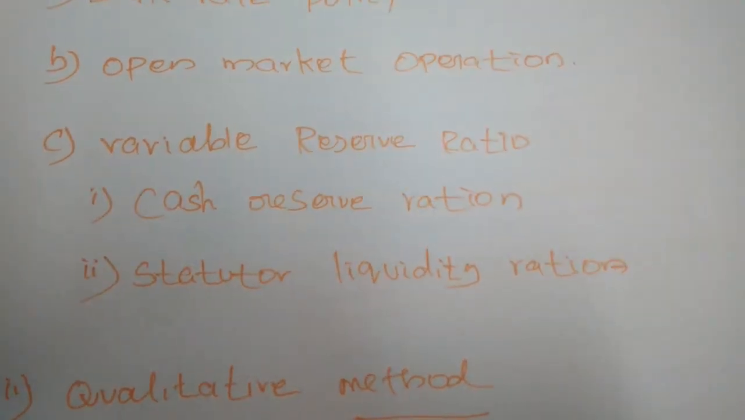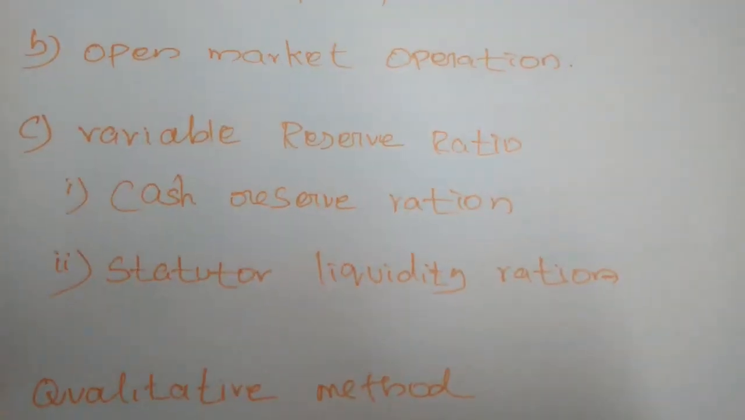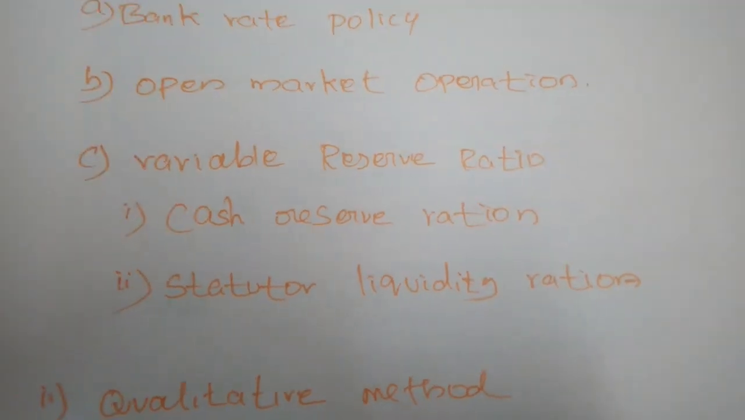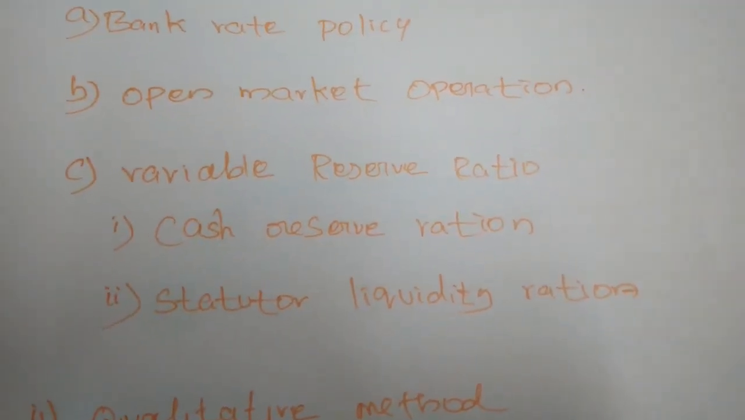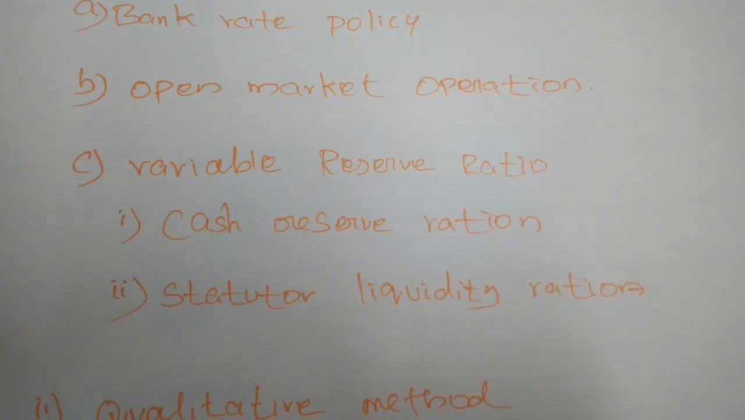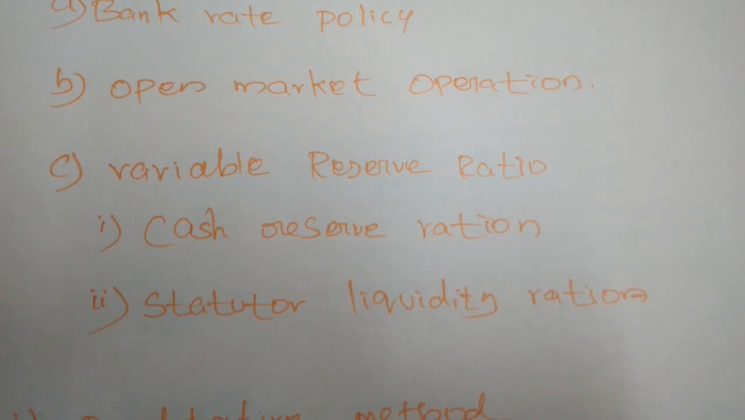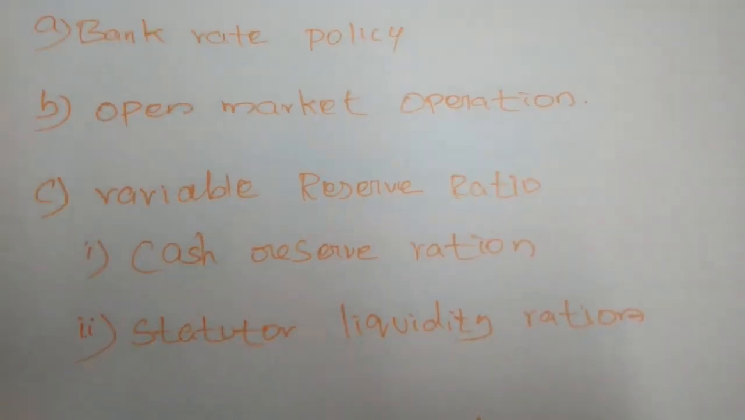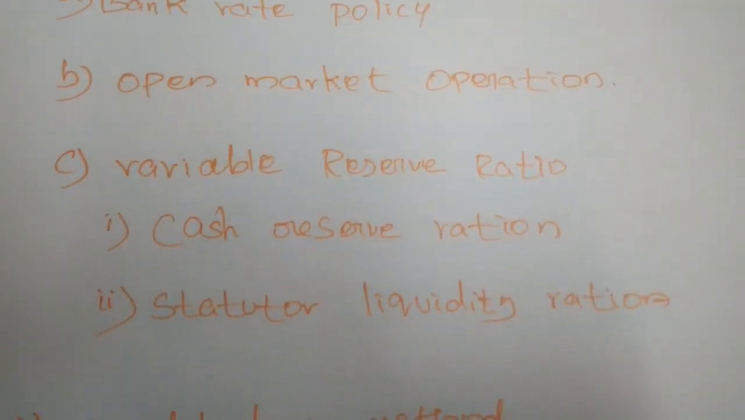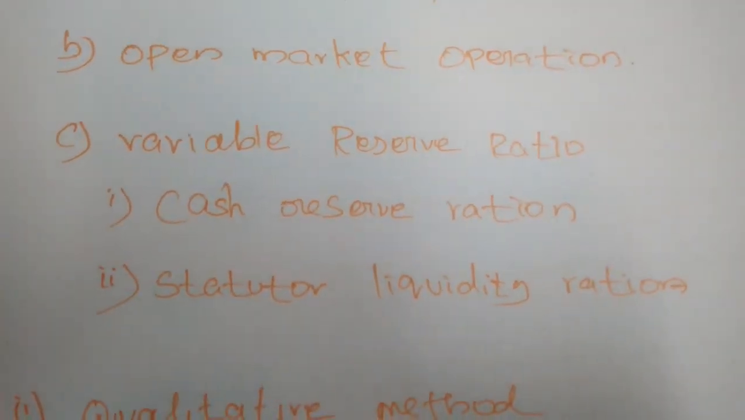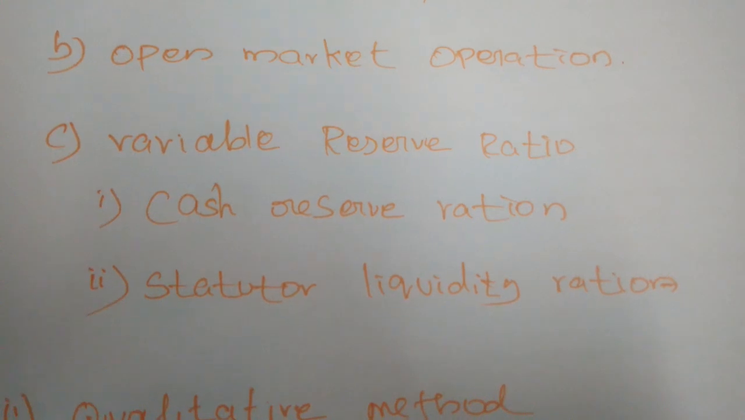So normally the commercial bank must provide some amount of money, some amount of fund out of these total properties. So in this, open market operation, the bank rate policy and the cash reserve ratio, these three are quantitative or general methods.